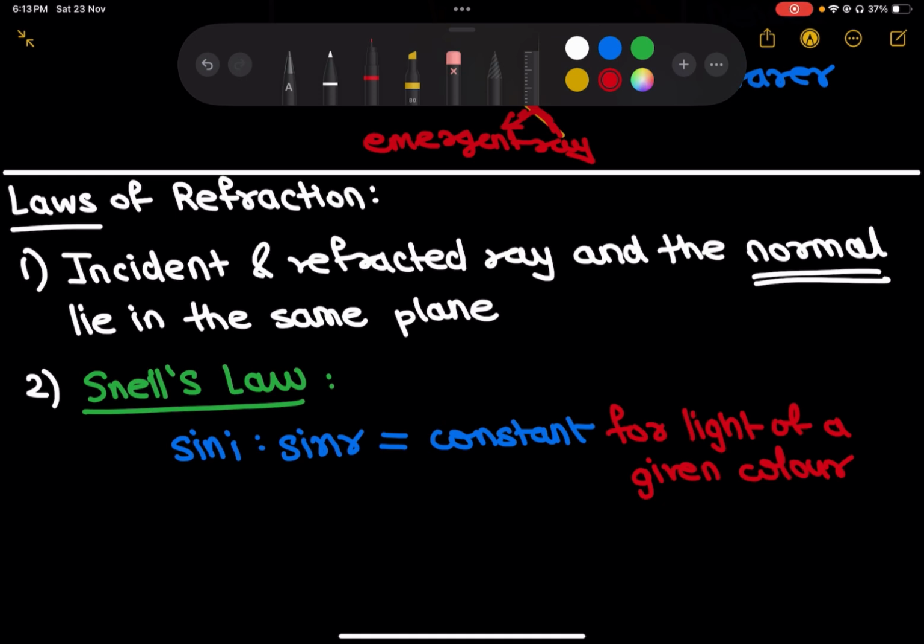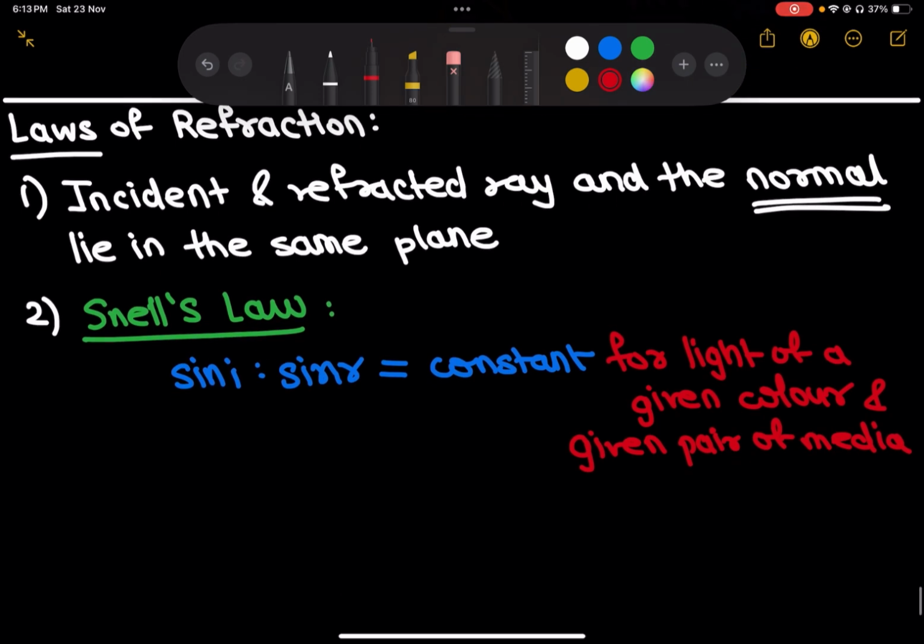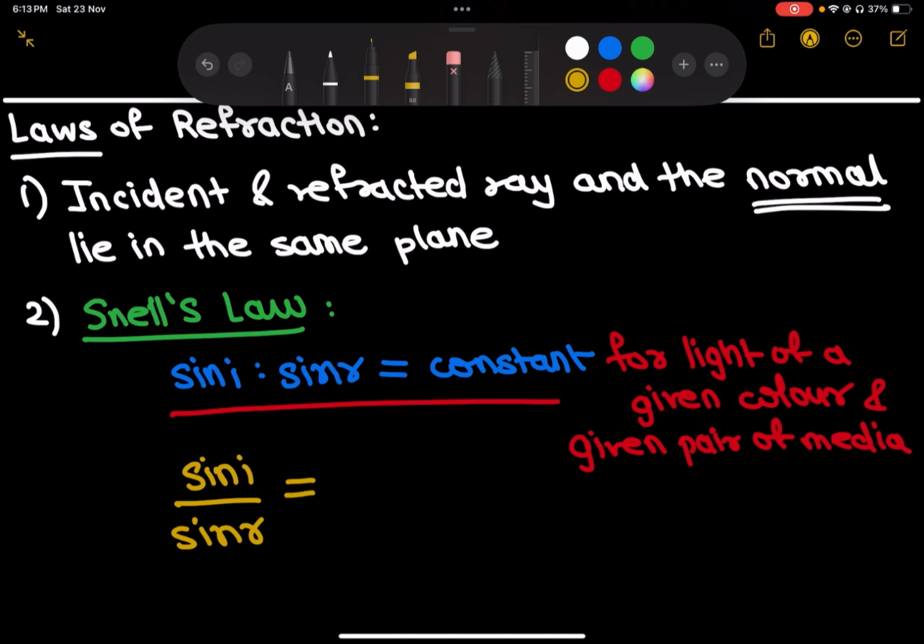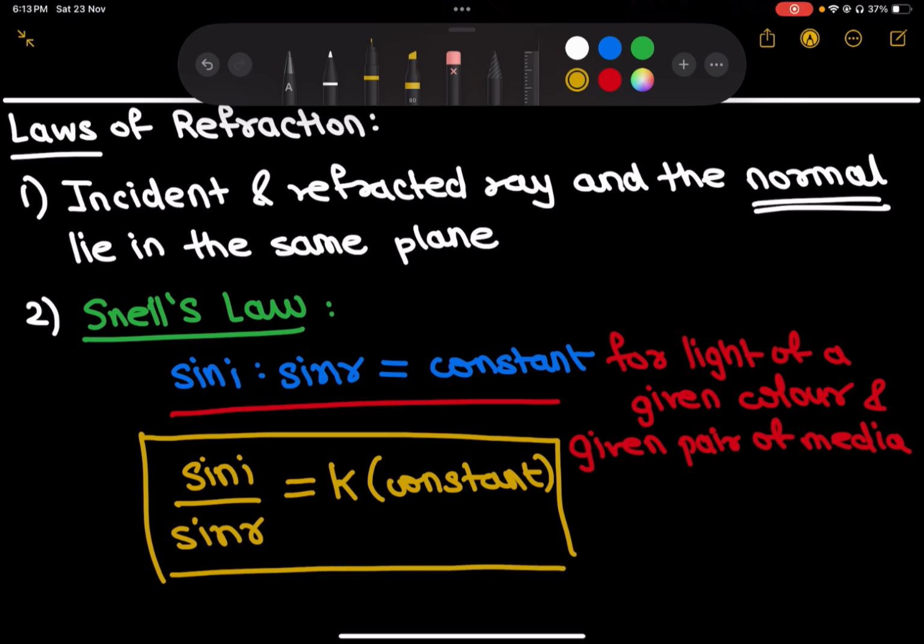And for the given pair of media. Okay, understood this much? Right? So now we can also write this statement this way: sine I upon sine R, where I is the incident angle and R is the refracted angle, is equal to a constant. Now the constant I can take as anything, so I'll take it as K. K for constant. So this is Snell's law of refraction.